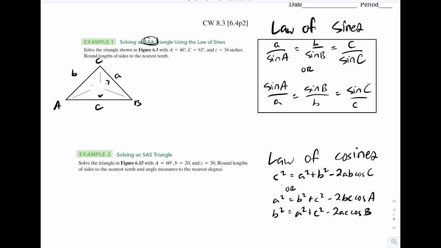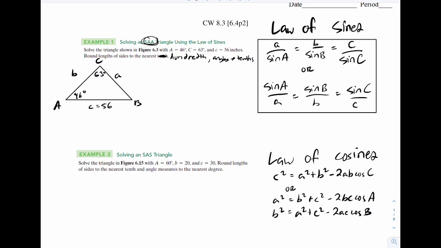So let's get right to it. Let's fill it in. A is 46 degrees right there. B is 63. And then we have c is 56. So I'll just make that right there. Our goal is to figure out everything. And your book is going to say round sides to the nearest tenth. For us, we're going to round sides to the nearest hundredth, just to be a little more accurate. And then angles, we're going to round to tenths. But you'll see that in the work.